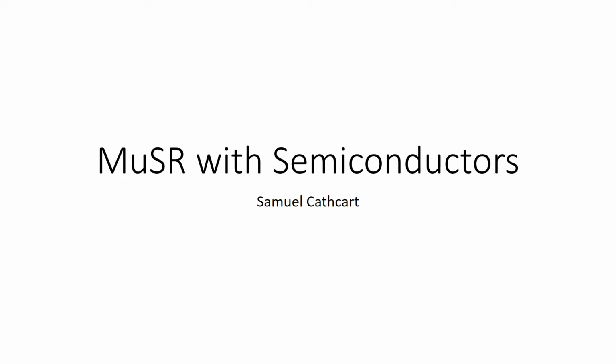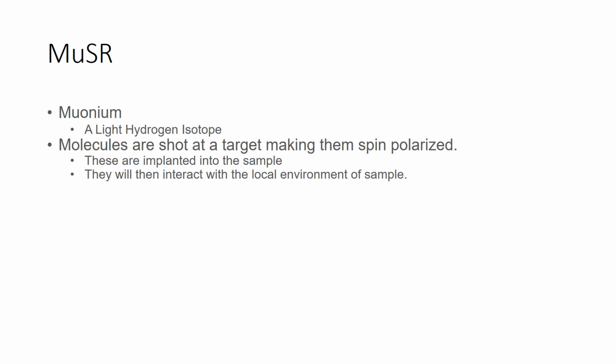Dr. Baker and I are studying the data collected using a specific technique called MuSR, which can be used to study defects in things such as semiconductors. MuSR stands for muon spin rotation. Muon spin rotation uses muons as it implies, but it specifically uses muonium. Muonium acts like a light hydrogen isotope, and by that it means that it acts like an isotope of hydrogen, but it's a lot lighter because it's made out of muons, which are smaller than hydrogen atoms.